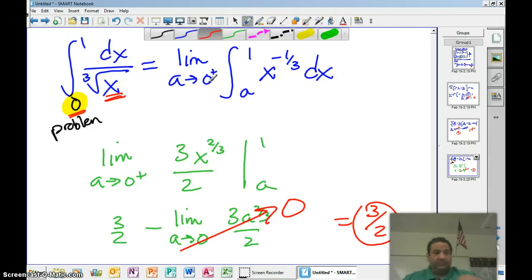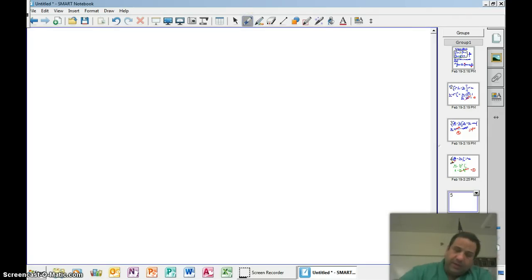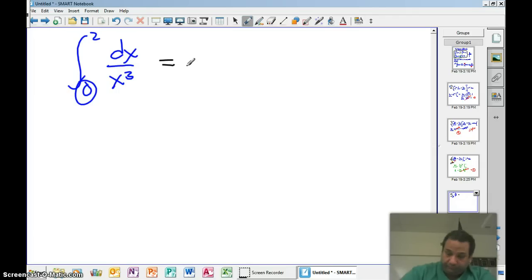All right. Let me show you one that diverges. So you know what the answer is going to be here, but let me show you one that diverges, because every single one we've done is converged. Here we go. We have the integral from 0 to 2 of dx over x cubed. The problem, once again, is the 0. So this is going to be equal to the limit as a goes to 0 from the right through the integral. And by the way, if it was up here, if that was the problem, then we'd go to the left because we still want to go through the integral.